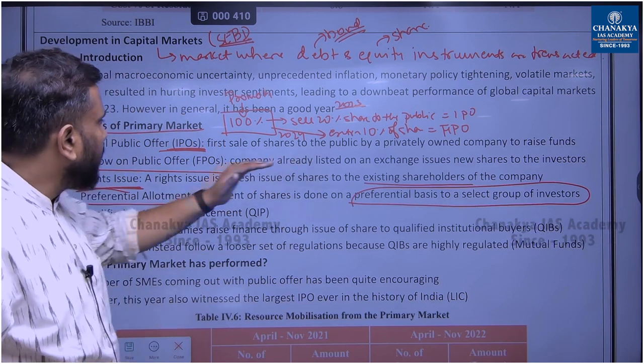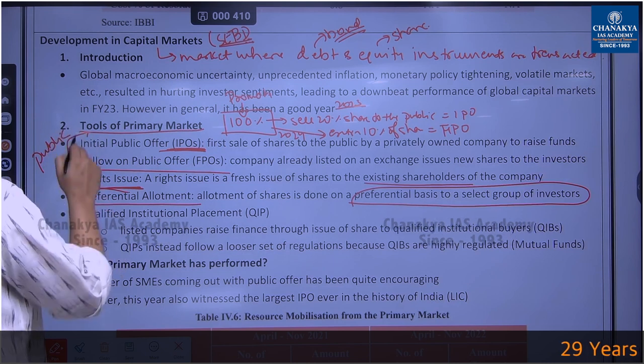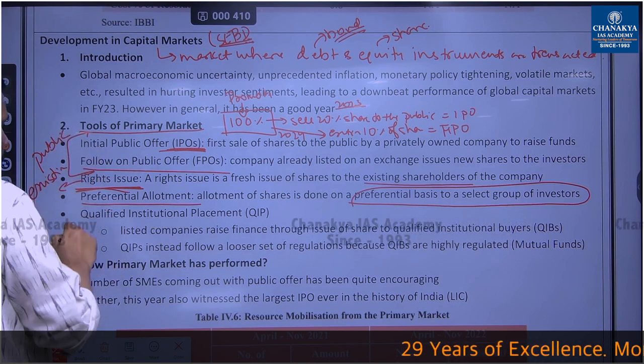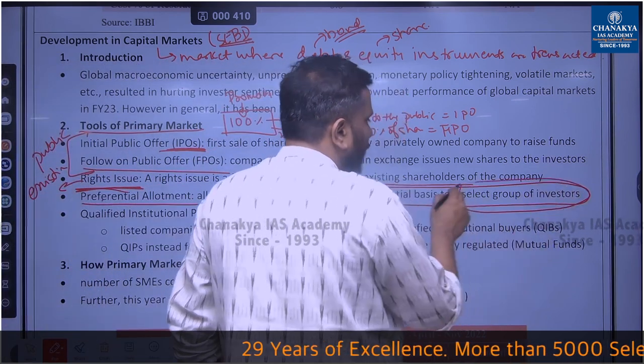Okay, so yahan pe kya hota hai, in IPO, FPO, you're selling the share to the public. Anyone can buy that. In a rights issue, you're selling the share to the existing shareholders. Aur yahan pe you are selling the share to a selected group of investors, which can be anyone.